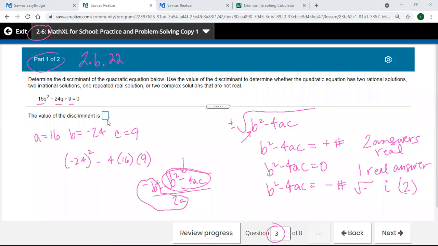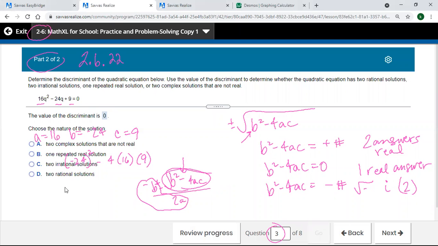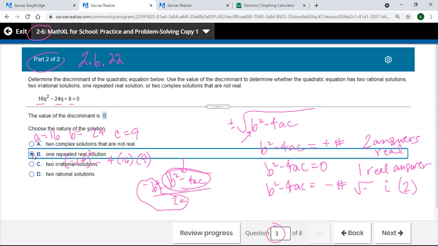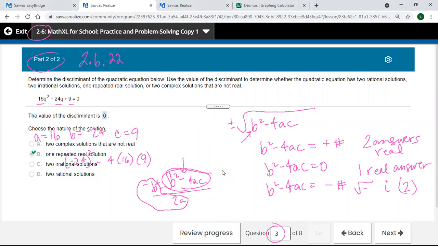We just worked that out. It's the part under the square root in the quadratic formula. And then how many solutions? It's 1, and it's a real one, repeated. That means it counts for 2, because of it being in the square root.